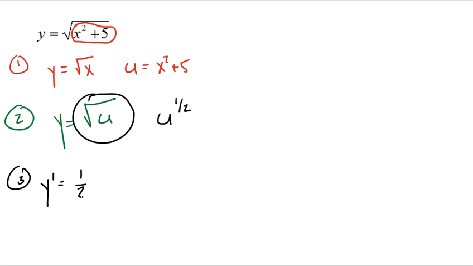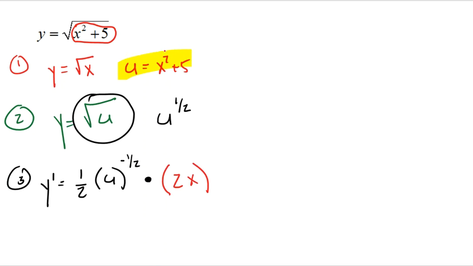The 1/2 falls down in front. My new power is 1/2 minus 1, which is negative 1/2. Remember, that's the power rule. 1/2 falls down in front. The new power is your old power minus 1. So 1/2 minus 1 is negative 1/2. And then you multiply that by the derivative of u. And the derivative of u is simply 2x.